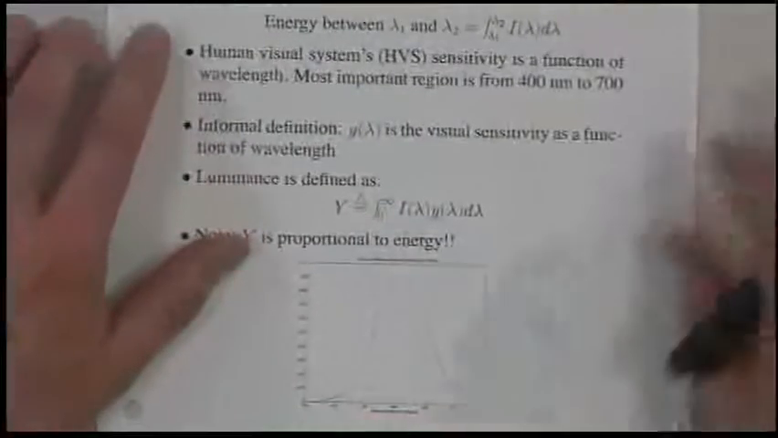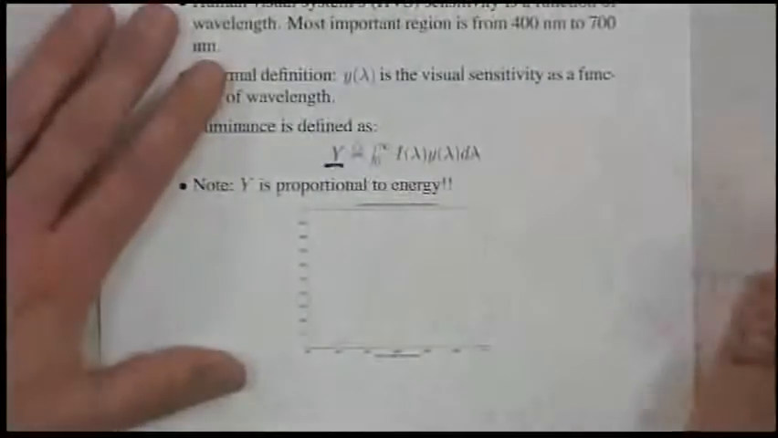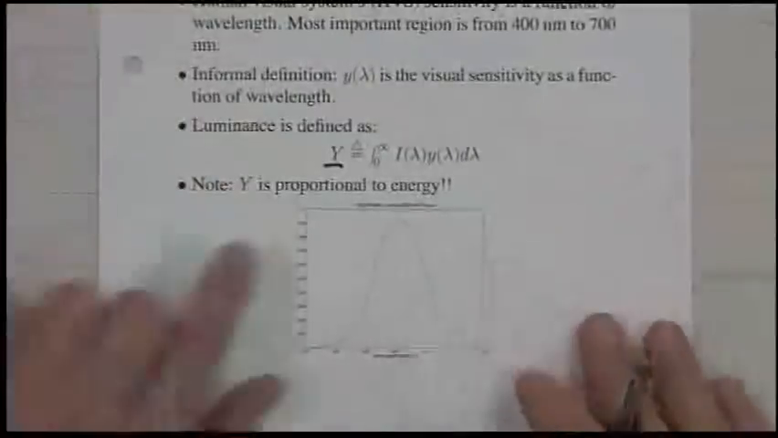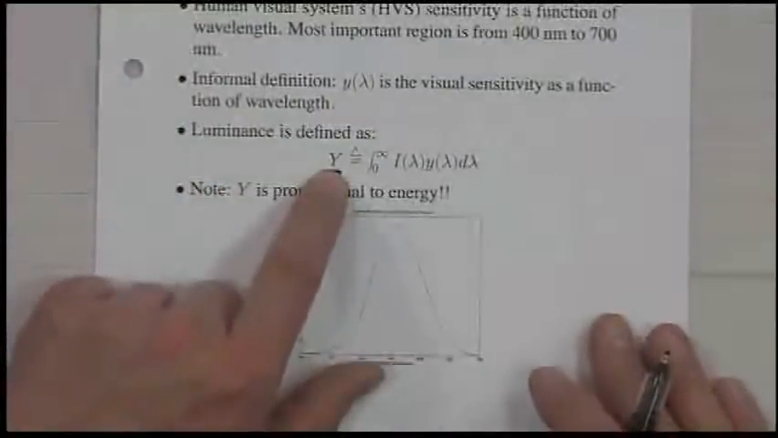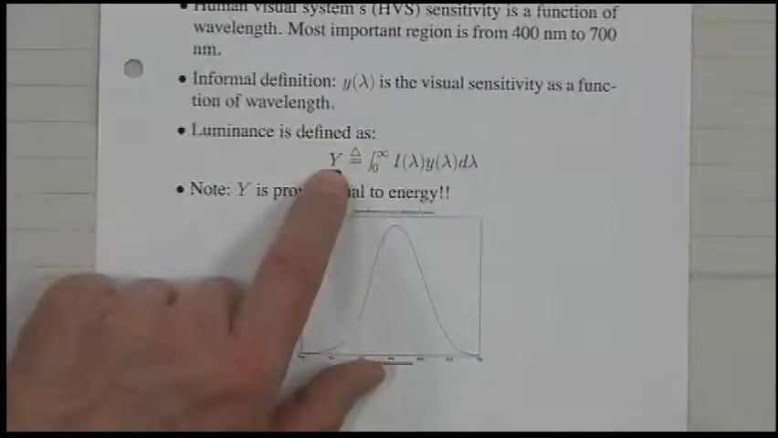Okay, so we're not finished here. What happens is there's this thing Y. Of course, we have no idea what Y is, but don't worry about that for the moment. Y is going to be sort of your aggregate response to the light.